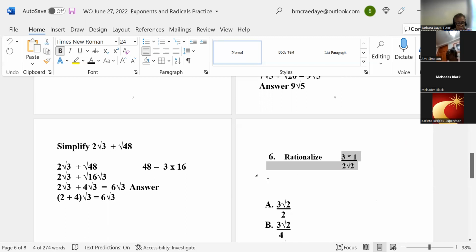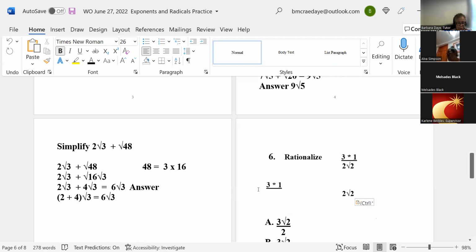So let's just copy this and put it here. The operation here is we want to get rid of the radical in the denominator. And what's in the denominator, Mercedes? What do you see in the denominator? I see 3 times 1. That's the numerator, top. Numerator, top; denominator, bottom. What's in the denominator? 2. What do you call it? Radical 2, or the square root of 2. You can call it radical 2, or you can say the square root of 2.